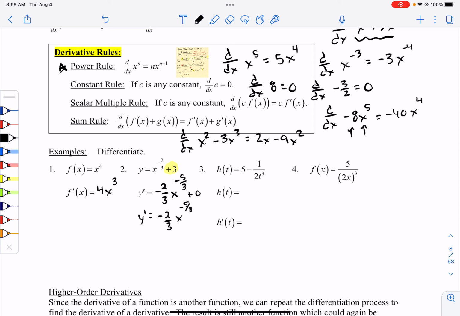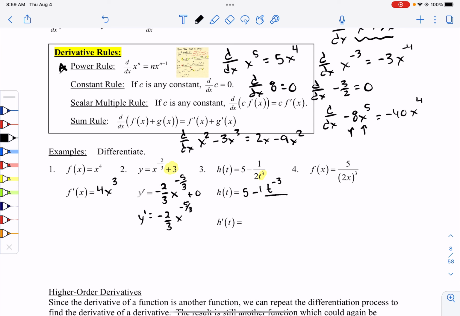Okay, number 3, 5 minus 1 over 2t to the third power. We've got to be careful when these are on the bottom. Here's what you're going to want to do. You're going to want to say, oh, that's 0 minus 1 over 6t squared. And that's not true. So when the exponent is on the bottom, we need to move it to the top. So I need to take this t to the third, and I need to move it to the top. So this actually becomes 5 minus t to the negative 3.